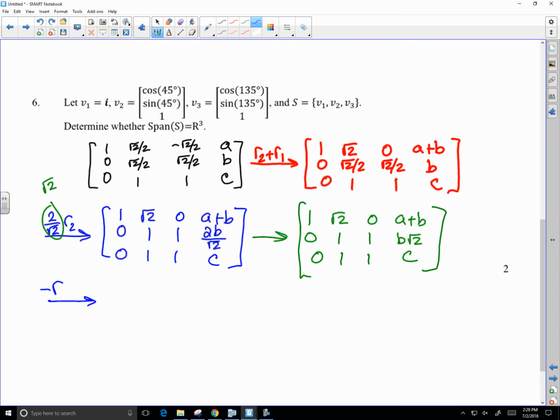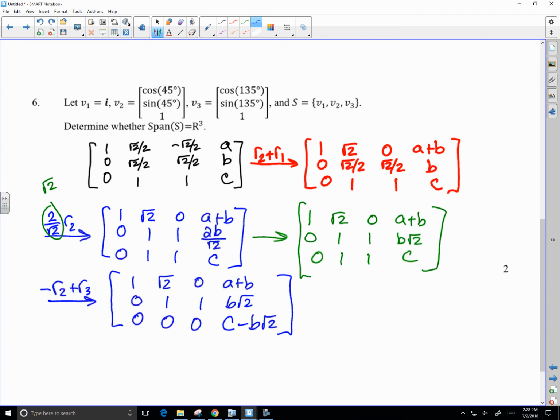Okay. So now I can take my negative r2 and add to it r3. 1, root 2, 0, a plus b; 0, 1, 1, b root 2; 0, 0, 0, c minus b root 2. All right, now it's in echelon form. It's not in reduced row echelon. Well, actually, I think it is.